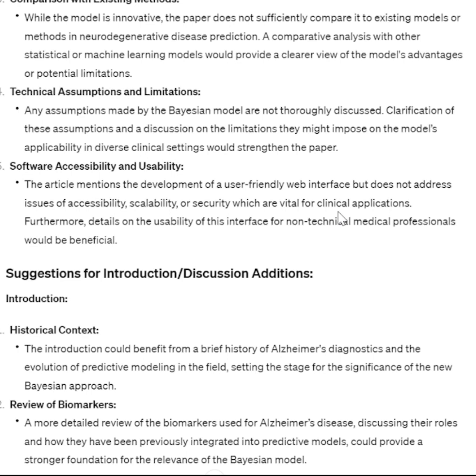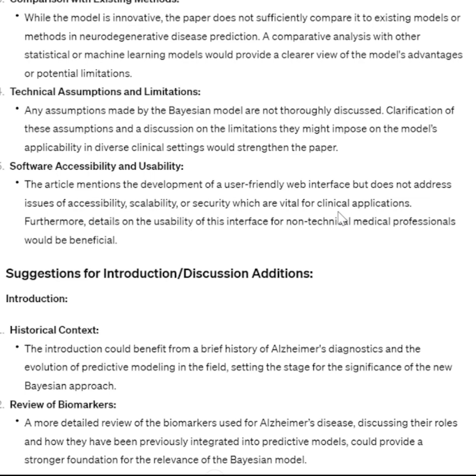4. Technical assumptions and limitations. Any assumptions made by the Bayesian model are not thoroughly discussed. Clarification of these assumptions and a discussion on the limitations they might impose on the model's applicability in diverse clinical settings would strengthen the paper.